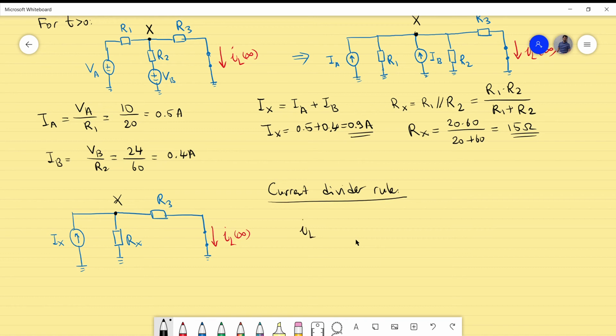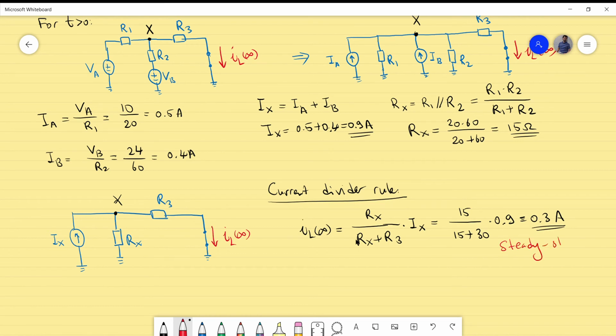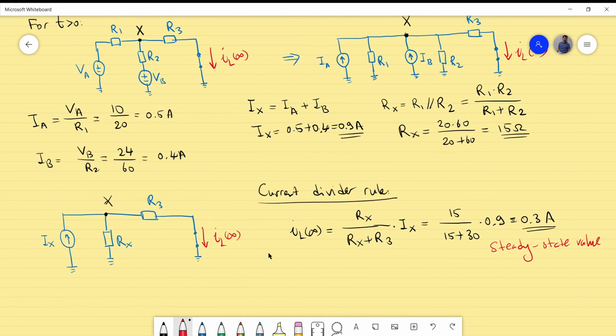So we have IL at infinity. The final value of that is the other resistor, Rx, divided by the total resistance, so Rx plus R3, times the Ix. So what we have is 15 divided by 15 plus 30, R3 was 30. So I will get 15 over 45 times 0.9, so what we have is 0.3. And this is actually our steady state value, final value. Alright, so that's the whole story about the steady state value, which is a considerable amount of work in this case.